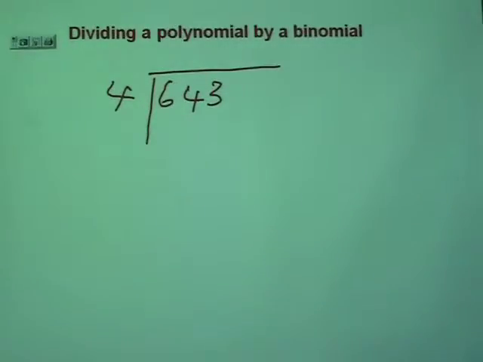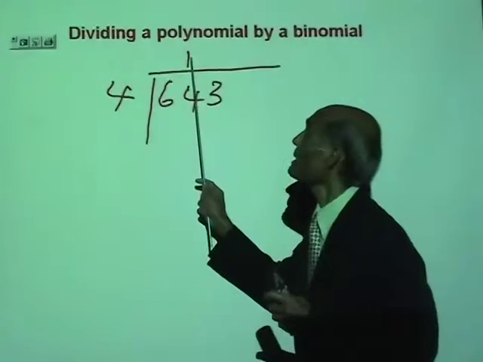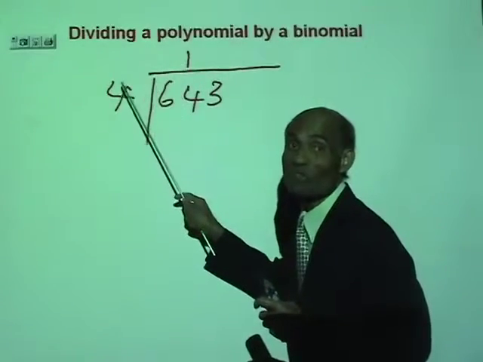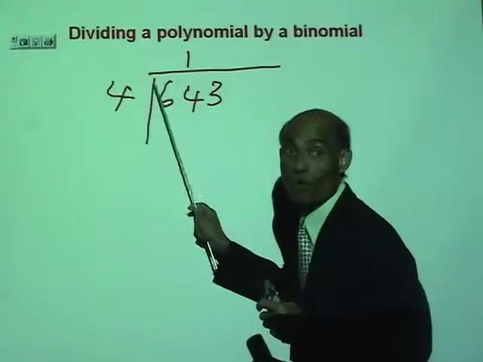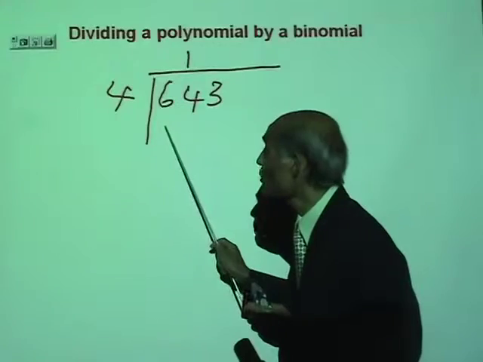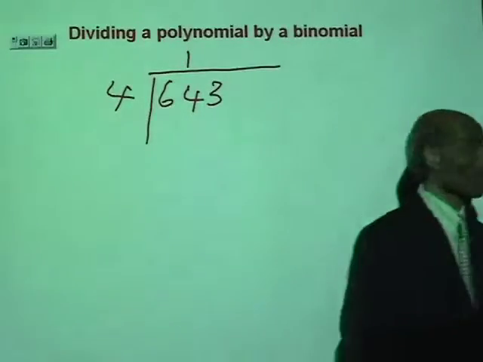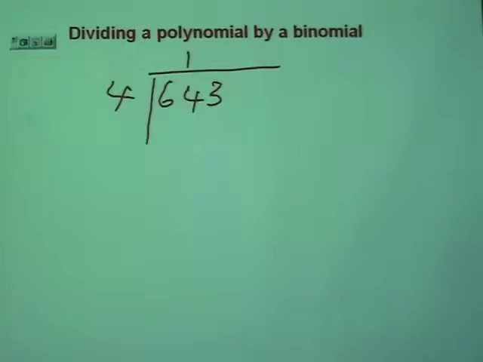So I'm going to do that. 4 goes in 6 ones. And now, what do we do after writing that 1? We will multiply this 1 with this 4. 1 times 4 is 4. And write it below that 6. Is that right? Alright. So that is 1 times 4 is 4. I write it below the 6.